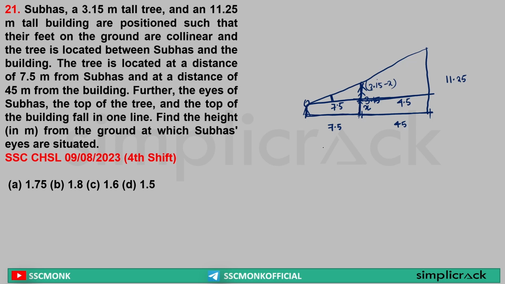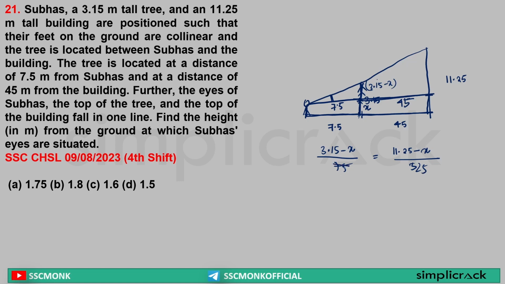Yes. So tan theta is equal to (3.15 minus x) divided by 7.5. Right? Which should be equal to 11.25 minus this distance, that is equal to x, divided by this total distance, that is 45 plus 7.5, that is equal to 52.5. So decimal in both cases are gone. So let's say this is 75, this is 52.5, because I am taking out decimal on both sides.